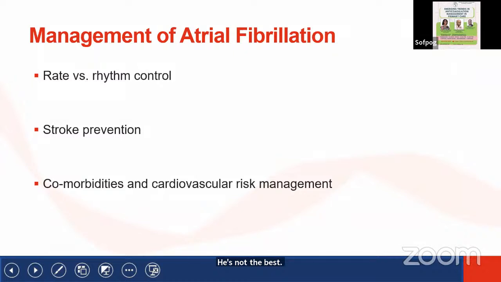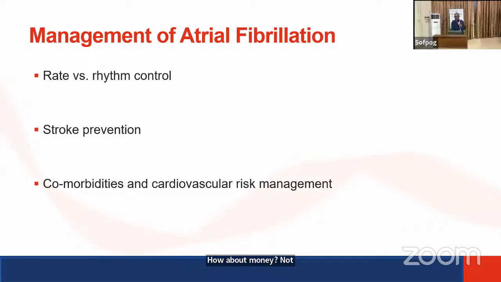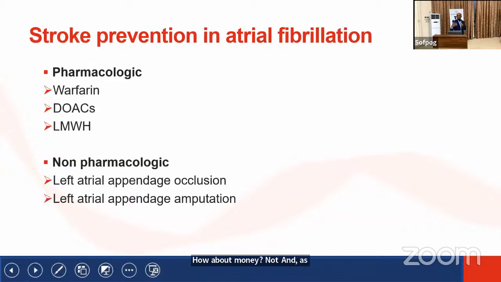How do you manage AF? There are certain pillars that you look at. You want to control symptoms. You control symptoms by either rate control or rhythm control, and then stroke prevention. Then you manage the comorbidities. I will focus on stroke prevention. That's why we're here. Stroke prevention is where we use anticoagulants. The various forms of stroke prevention for atrial fibrillation are pharmacologic or non-pharmacologic. Pharmacologic is where we use our warfarin, our Xarelto, our low molecular weight heparins and all that. But non-pharmacologic is where we have something called left atrial appendage occlusion.